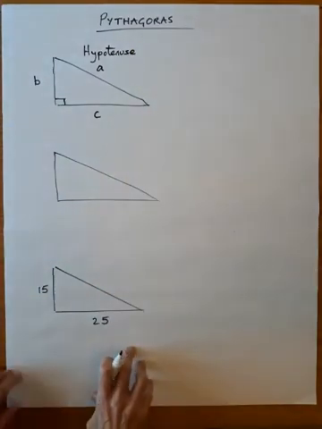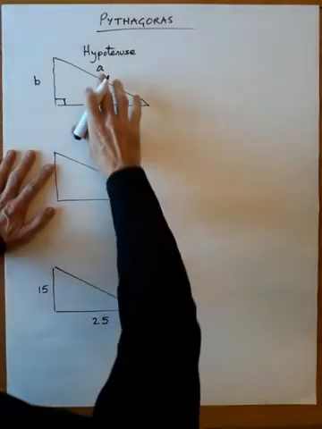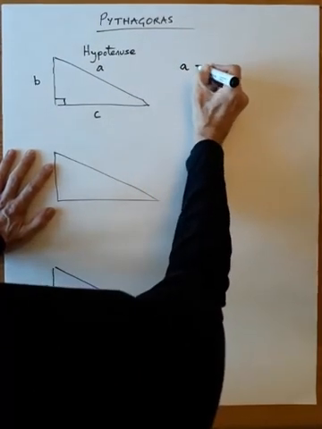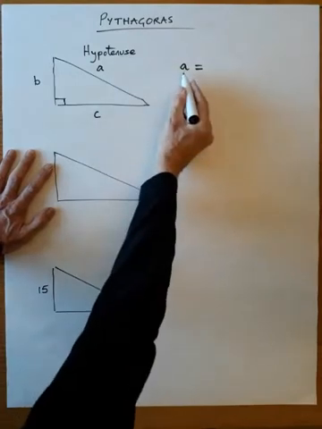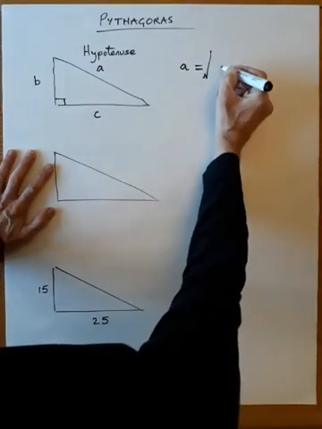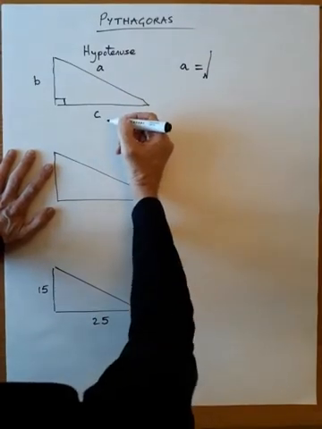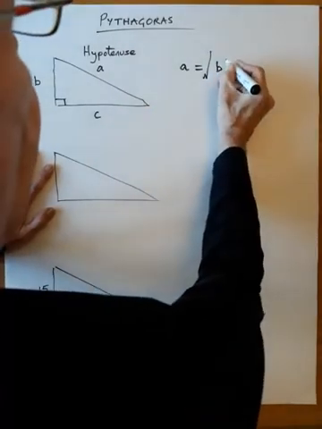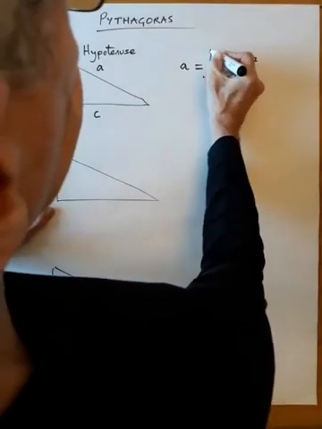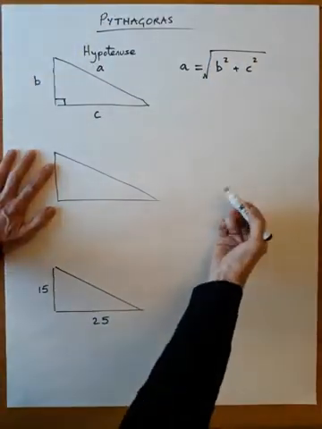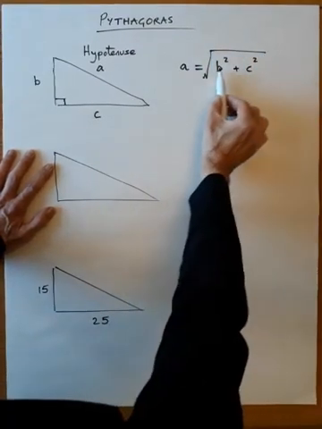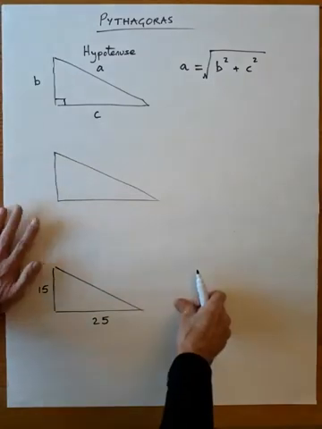And what Pythagoras very cleverly did was he discovered that we can calculate the length of side A, the hypotenuse, by taking the square root of the sum of the other two sides squared. So that is b squared plus c squared. You need to watch what you do with your calculator on this. Make sure you take the square root of all of this and square the individual parts.